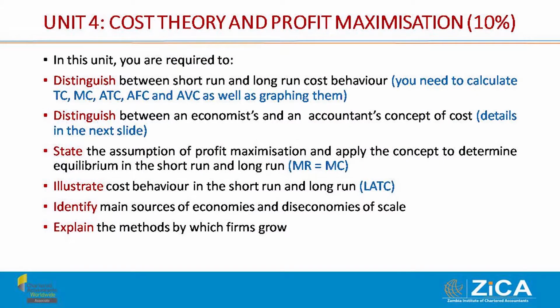Let's move on to Unit 4, which talks about the cost theory and profit maximization. This is rated 10% in the syllabus, and it is a very important topic. What we are required to understand here are the issues of how we can do the computations. This is an area where various calculations are supposed to be done, and we will quickly go through some of the equations that we are supposed to use in order to answer a question in this line.